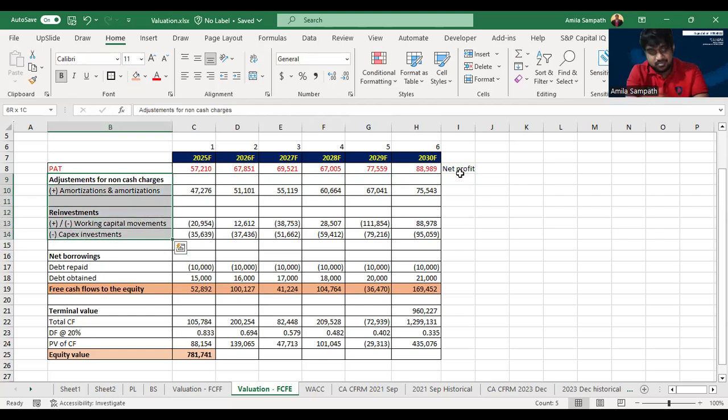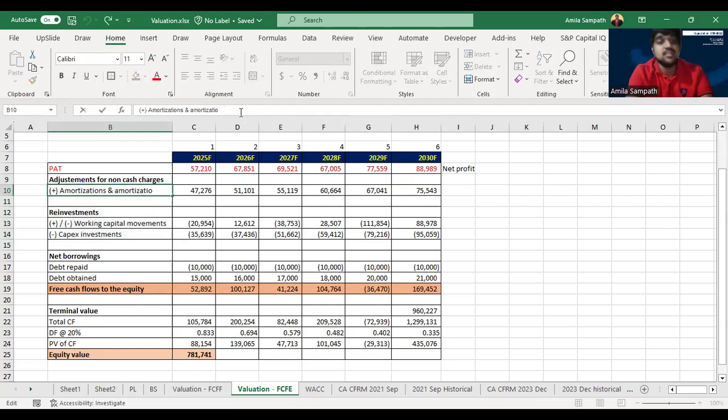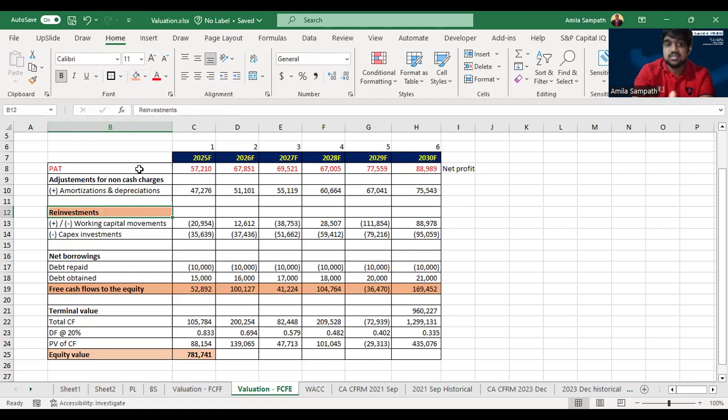As I explained, there can be some non-cash expenses, including amortization and depreciation expenses. First we need to do adjustment for amortization and depreciation expenses. Simply, we need to add these back into our profit after tax. And also we need to do adjustment for our reinvestment. That means the capex investment and the working capital movement, same as I explained under the free cash flow to the firm. These two we need to adjust to our profit after tax. And then we need to do a special adjustment here.